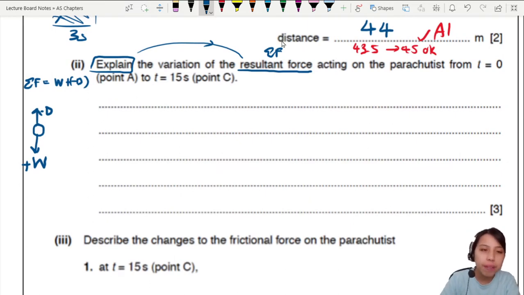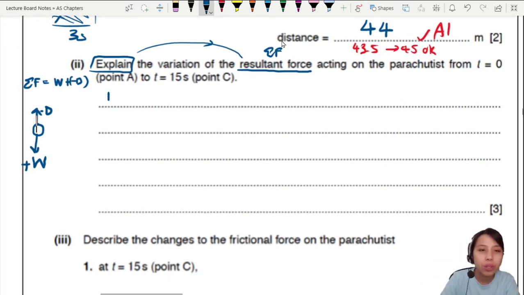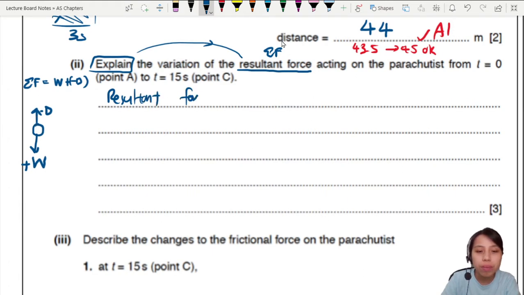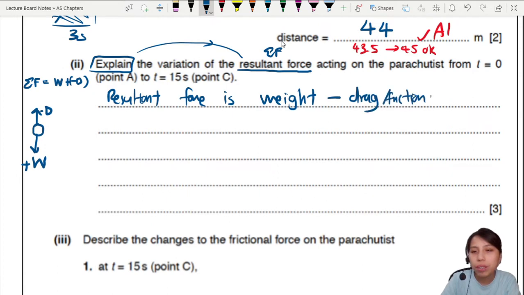First thing you want to say is the equation that we just wrote. Explain resultant force. Who makes up the resultant force? So we say resultant or net force is weight minus the drag force or frictional force. So you can either say drag or frictional force. Just state Newton's second law. Who makes up the resultant force?